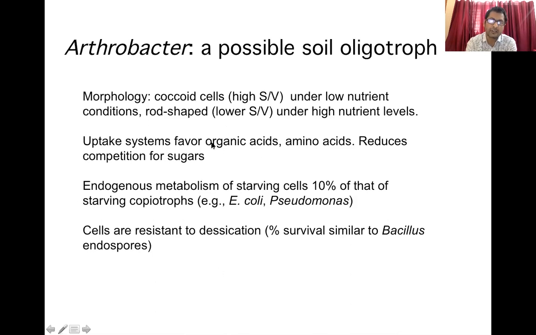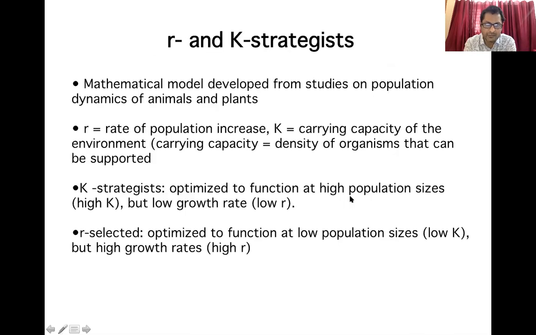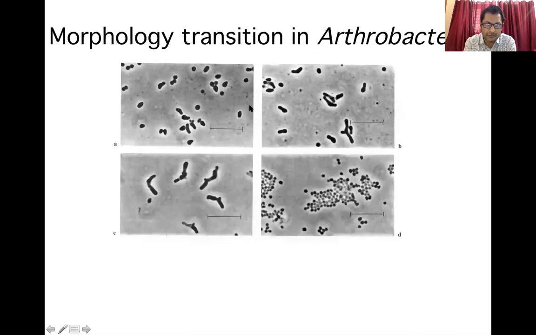So all these points show that Orthobacter is one of the soil oligotrophs. This is a morphology transition of Orthobacter. You can see these are like cocci cells in low nutrient. As the nutrient condition is increasing, the cells are becoming rod shaped, and as soon as the nutrient is depleted, they become cocci shaped again, right? So as the nutrient condition is increasing, the cells become rods, and in the nutrient starvation condition, they become cocci cells.